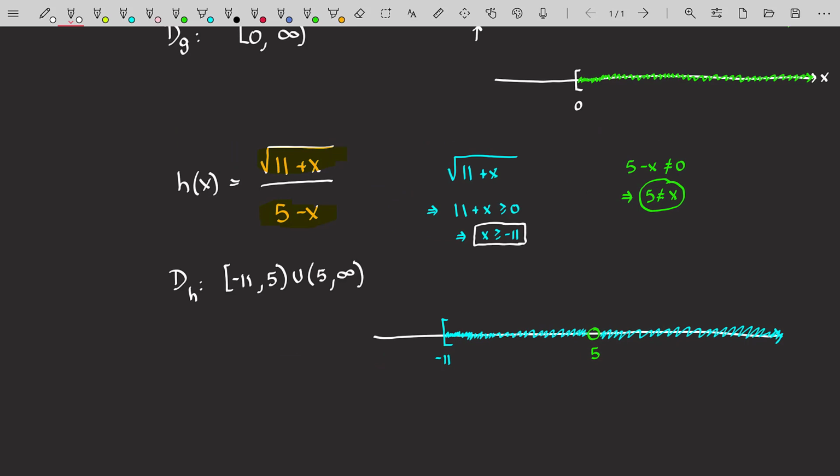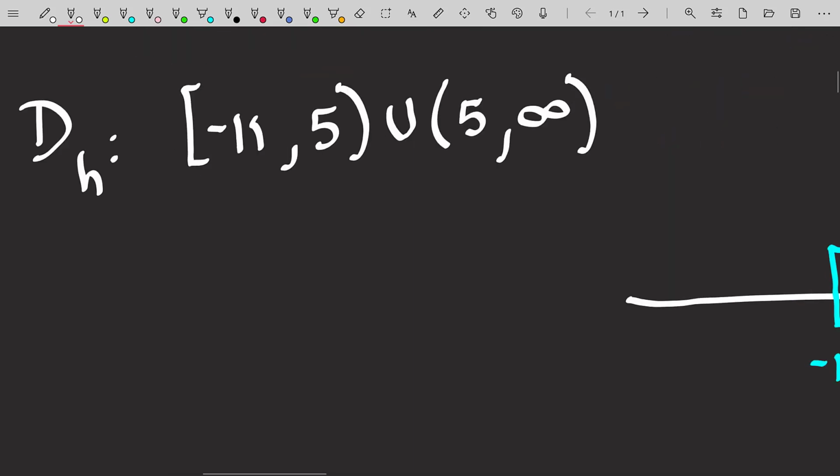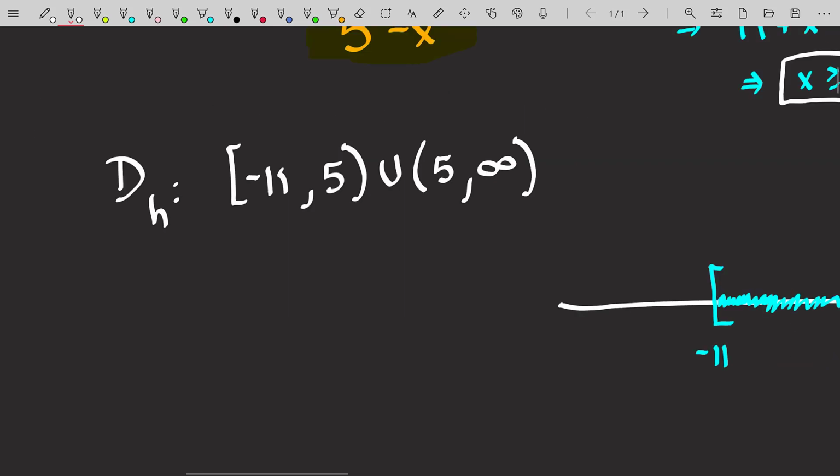And therefore, the domain is negative 11 to 5, including negative 11, not including 5, union the interval from 5 to infinity. Again, not including 5, and you never include infinity or negative infinity. When I read this out loud in a class, I say, we have an interval starting at negative 11, going to 5, skipping over 5, and continuing on to infinity. That's a great way to read that.